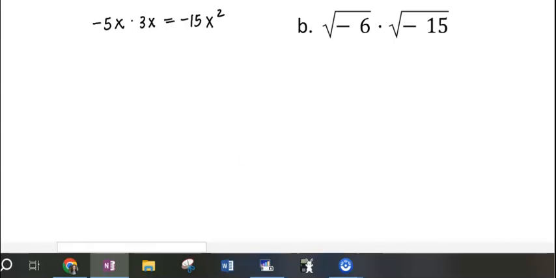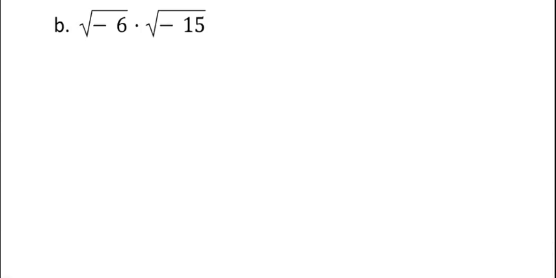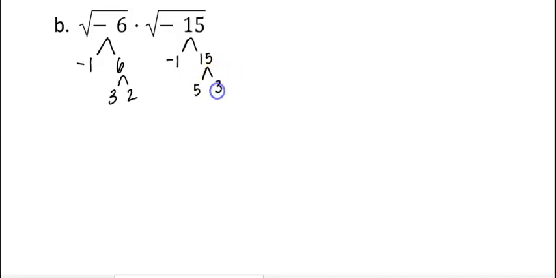Now, if you're looking at multiplying negative roots, that's a little more complicated, but it should be similar to what we did in the last problem. You're just going to simplify each of these separately first. So make your factor tree for each one. We have negative 1 and 6, and then 6 can break down into 3 times 2, which are prime numbers. Negative 15 is negative 1 times 15, which is 5 times 3.